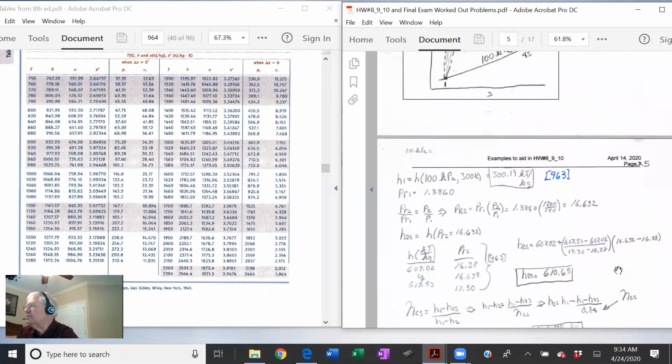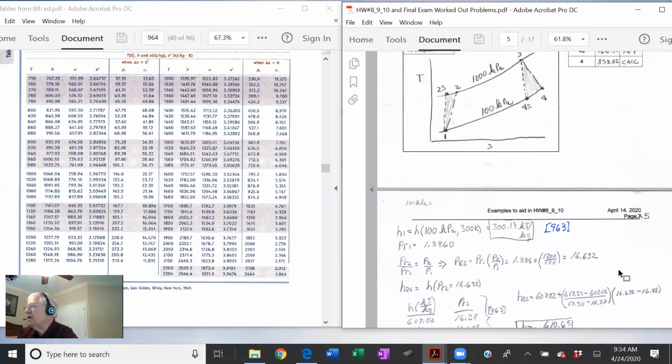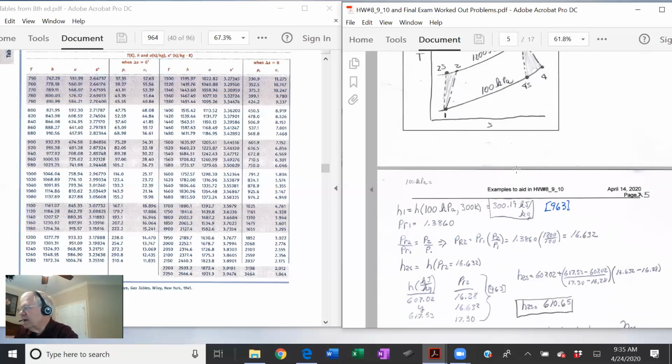But now, okay, now I've got to find H4S and H4. I really need H4. I don't need H4S to calculate what I've been asked to calculate, to analyze the cycle. But the only way I can get H4 is to go through and get H4S and then use the isentropic turbine efficiency equation to get H4. No other way I know to get it, unless I use the ideal gas equation, but I'm not given the N to use that, so that's the only choice I got.